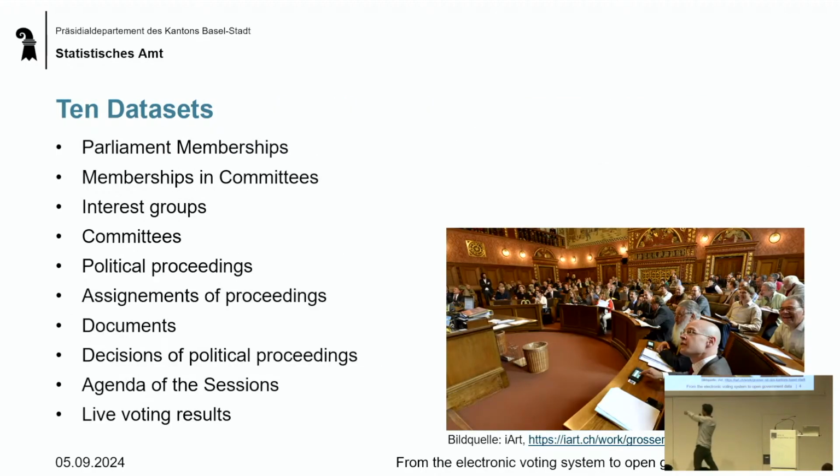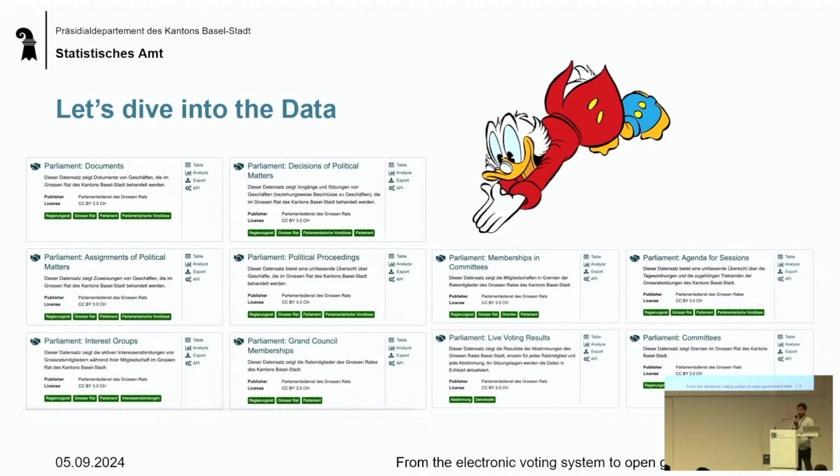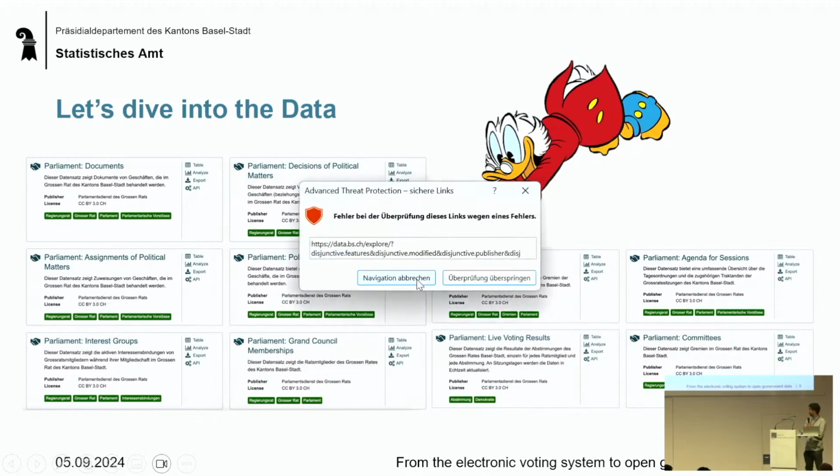The first 9 data sets are, as Felix said, the best way to get data from an API. And the live voting results, if you really want to know, it's 3 different kinds of sources. We have to get them together. They have to look similar, although they don't. So, let's dive into the data. These are the 10 data sets that I mentioned. And the titles are English, the rest isn't.